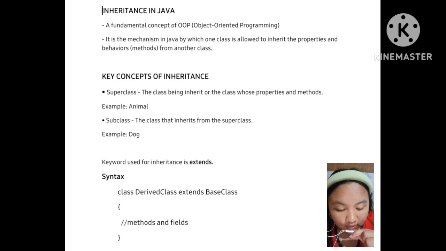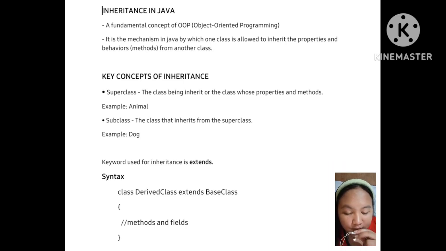So, there are two key concepts of inheritance: superclass and subclass. Superclass is the class being inherited from, the class whose properties and methods are inherited. Subclass is the class that inherits from the superclass. In our example, Animal is the superclass, while Dog is the class that inherits from Animal. The keyword used for inheritance is extends. The syntax of inheritance in Java is: class derived class extends base class, then methods and fields.